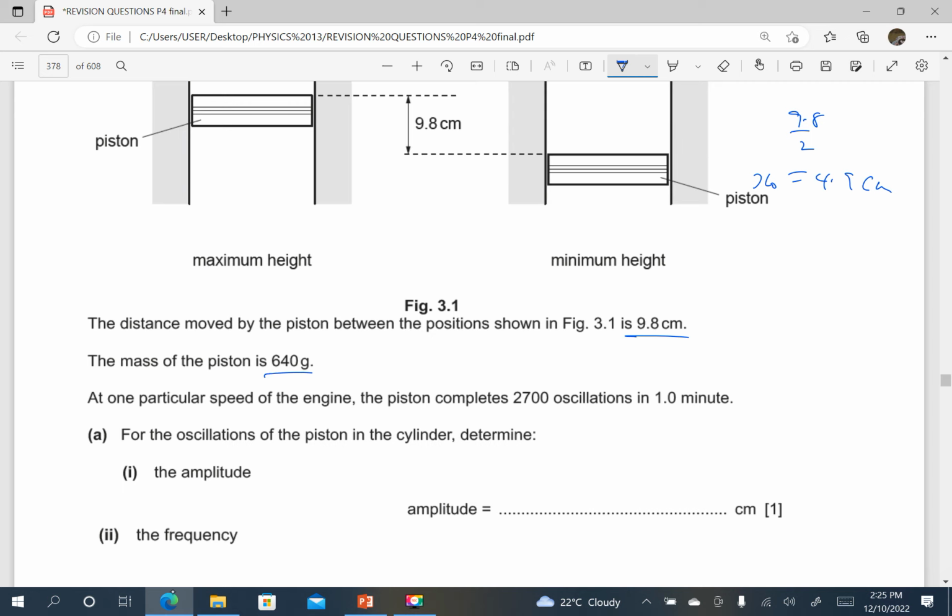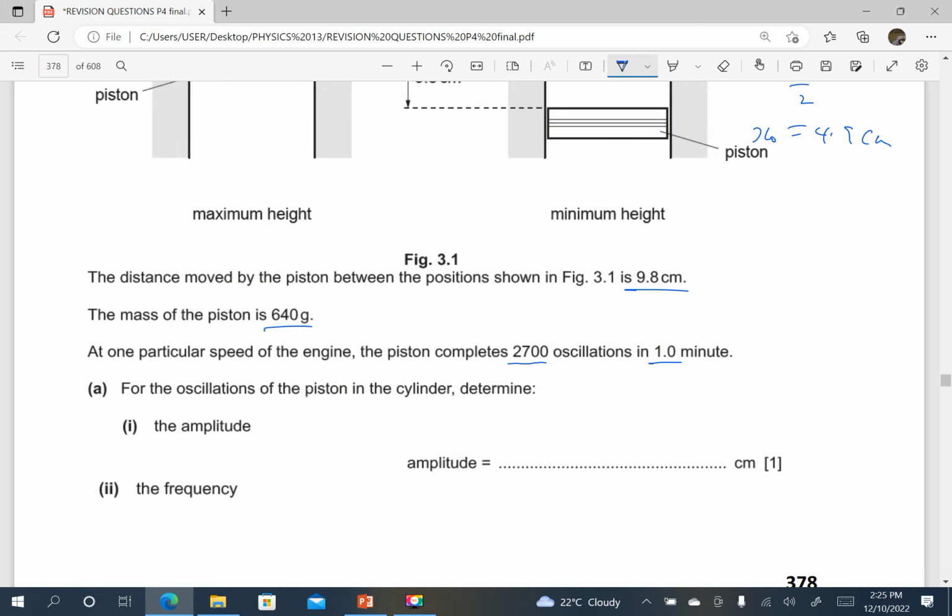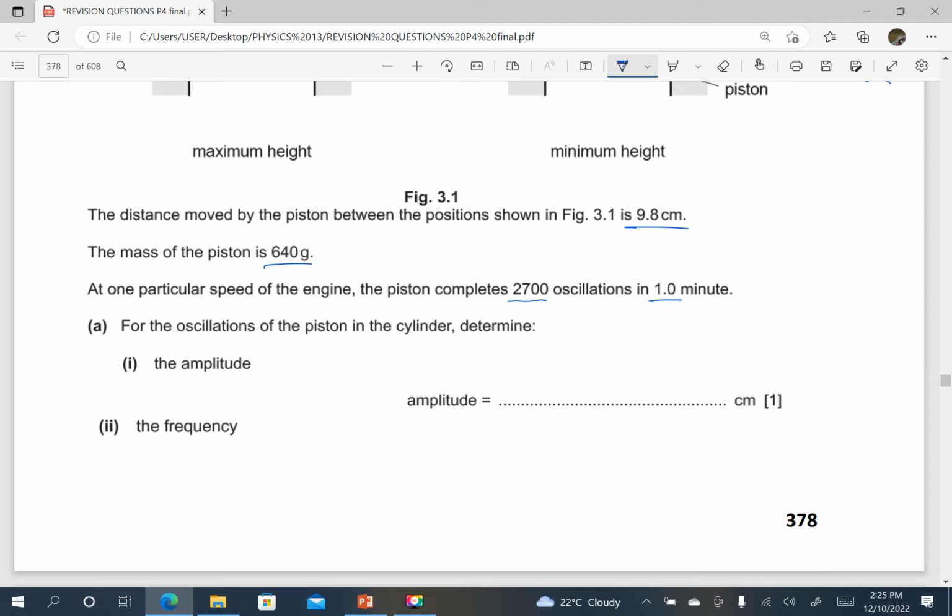The mass of the piston is 640. At one particular speed of the engine, the piston completes 2,700 oscillations in 1 minute. Number of oscillations per unit time, that is maybe the frequency. You just convert the time into seconds. For the oscillations of the piston in the cylinder, determine the amplitude. So amplitude x naught is going to be 9.8 over 2. That is the distance between maximum and minimum position. So that is 4.9 in centimeters.